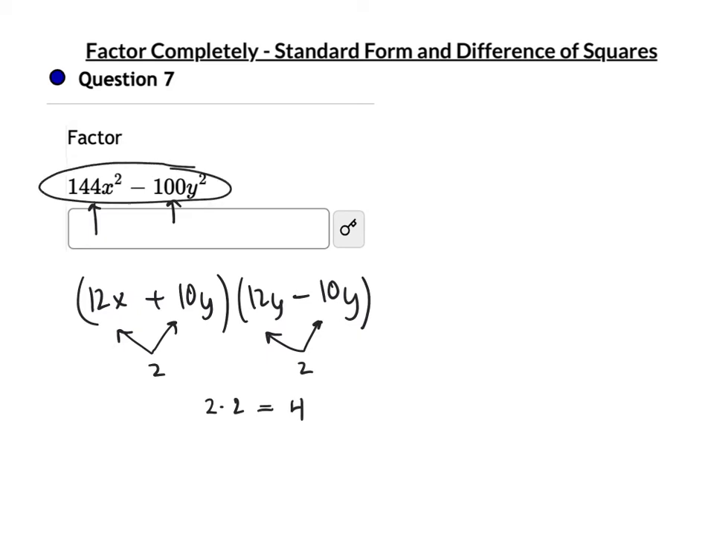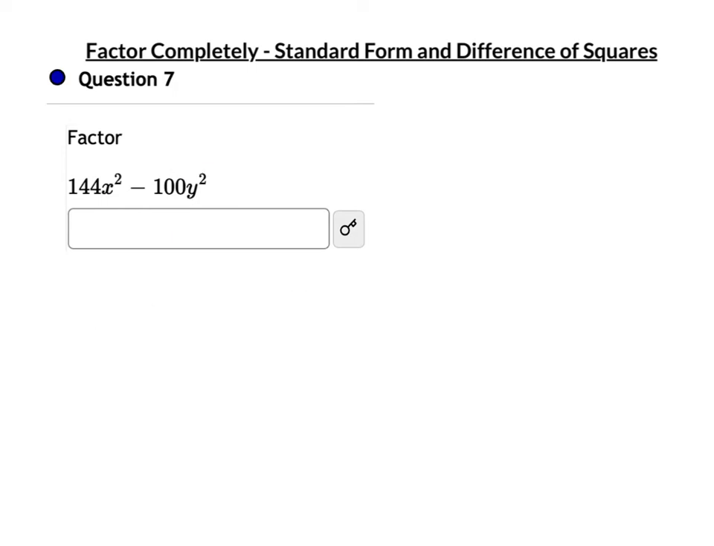In the original question, there is a GCF of 4 in both terms. Remember, the first thing you always look for is a greatest common factor. Always do that first. We need to pull out that 4. 4 times something is 144. I believe that's 36. 36x squared then. And 4 times something is 100. That would be 25. 25y squared. That 4 is part of the answer.